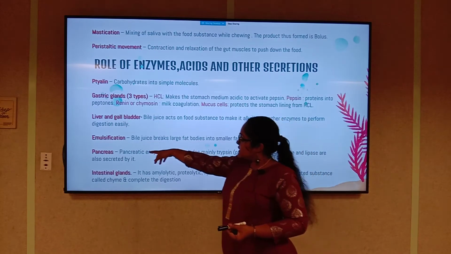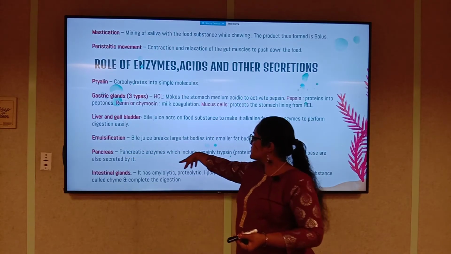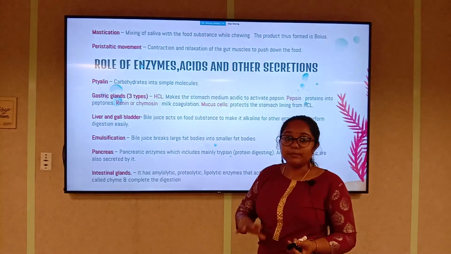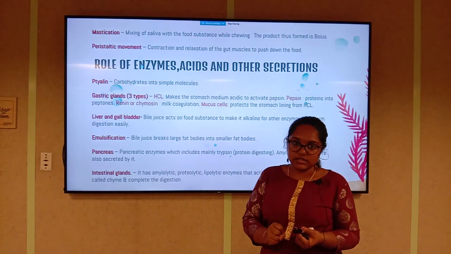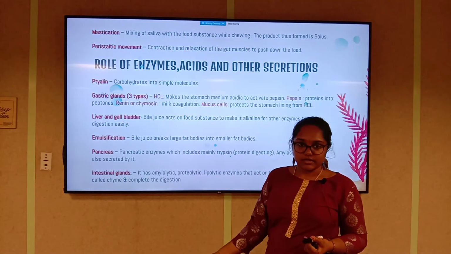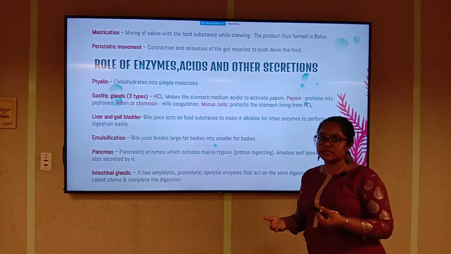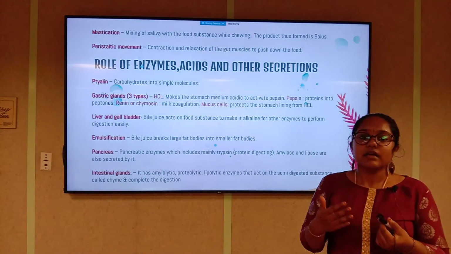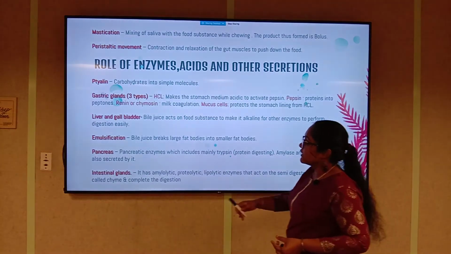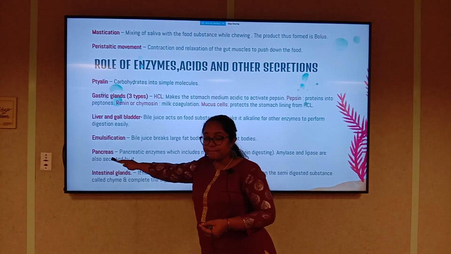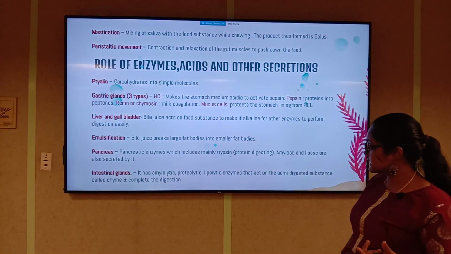The next step is emulsification. What is emulsification? It is where the bile juice breaks the fatty substances into simpler fat bodies. Emulsification is an important step, but if we keep on eating lots and lots of fatty substances, the emulsification process cannot happen normally and that becomes an issue. Clear? Now the next gland is the pancreas. Pancreas is that leaf-like structure which we have been discussing about.